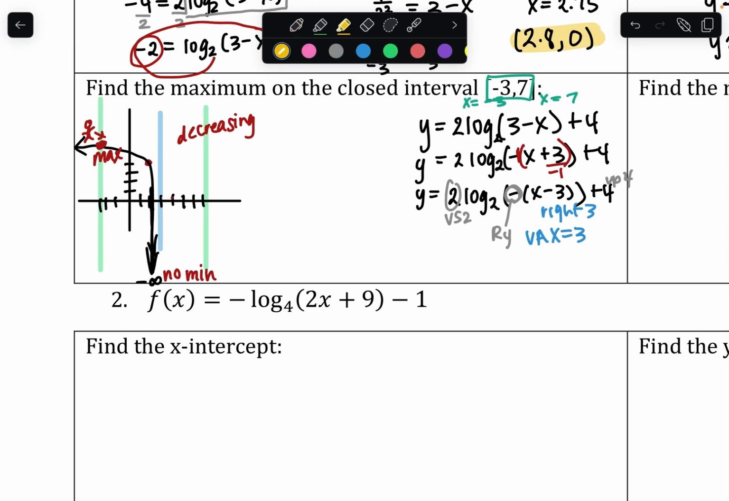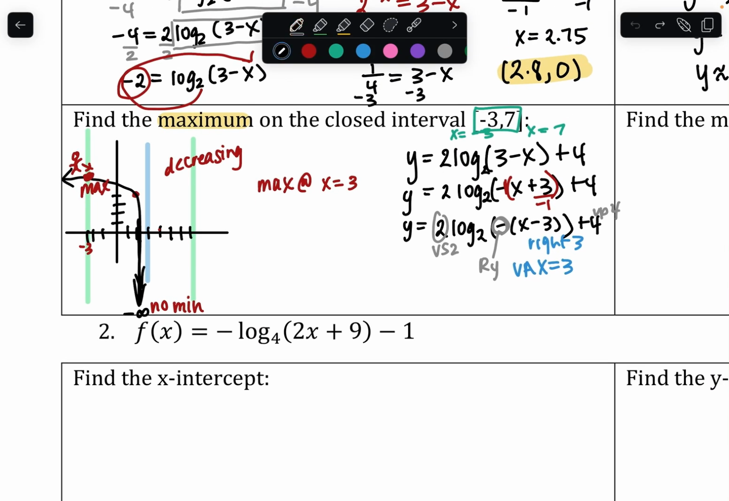Okay, and so this particular question asks for the maximum, and so the maximum occurs at x equals -3. So we would take our equation. I'm going to take the original equation, 2 log base 2 of (3 minus x), and then there's a plus 4 at the end. Okay, and we are plugging in x equals -3. And so when you see that 3 minus negative 3, that turns into 3 plus 3. This is still base 2 of 6 plus 4.